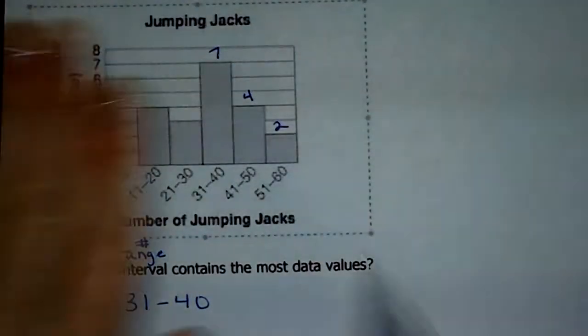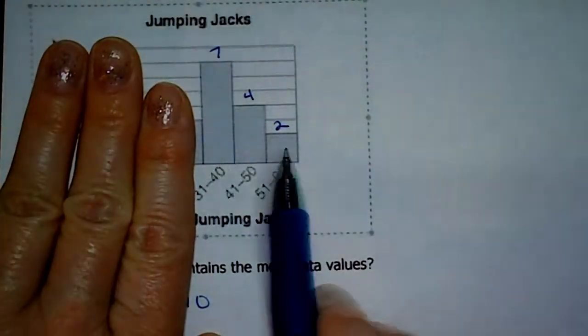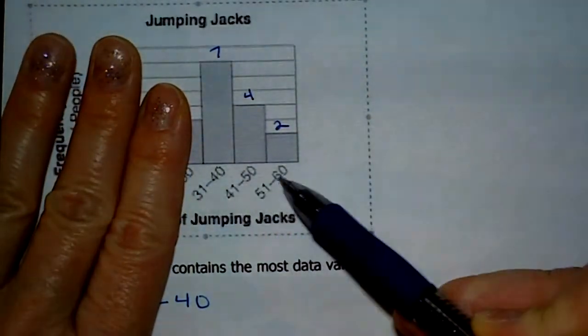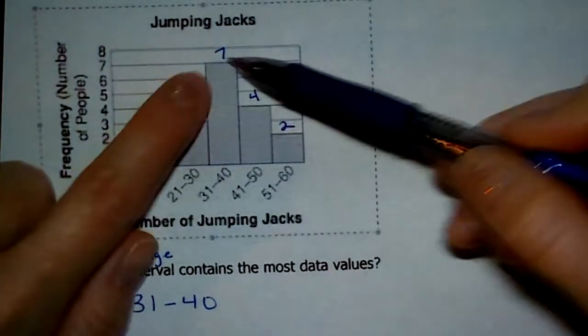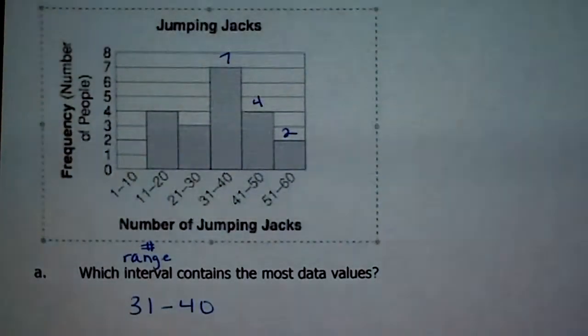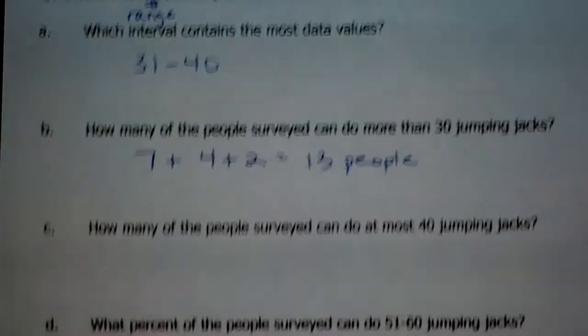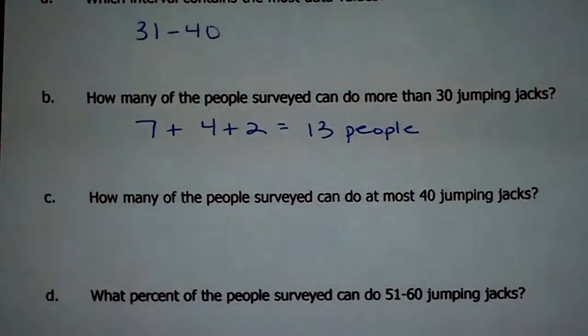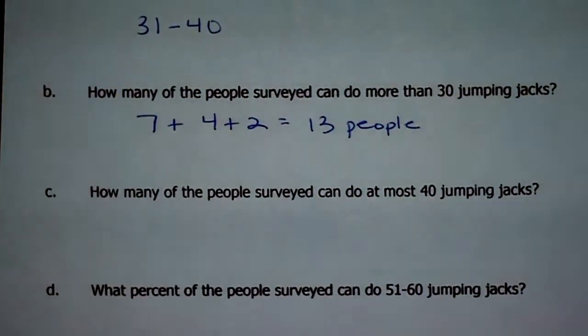So again, more than 30 would be those 3. These are just the ranges. They have nothing to do with how many people. To figure out how many people, I'm looking over here where it says number of people. Crazy, I know.